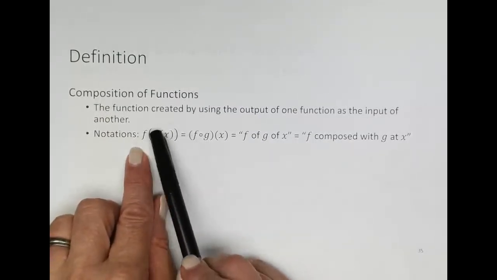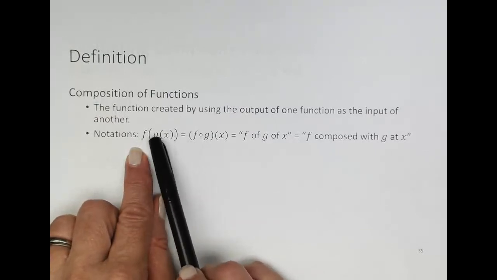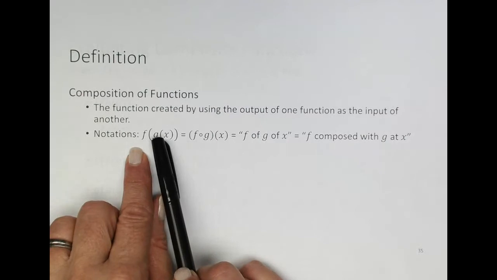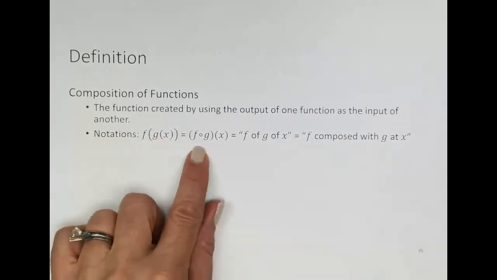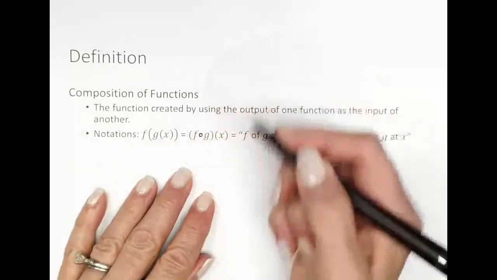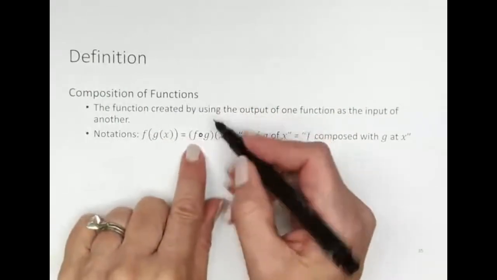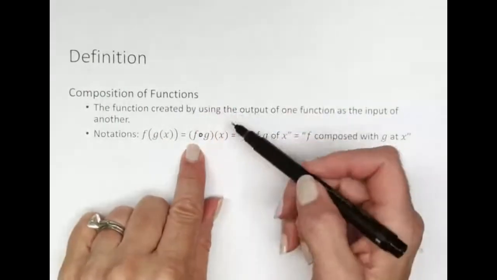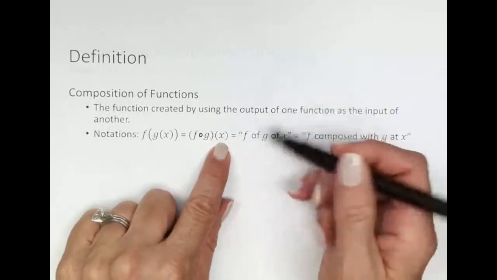F of g of x: this inside function, g of x, the output of this inside function becomes the input to the outside function, to f. There's a symbol for composite functions. It's a little floating circle like that. So when the floating circle is used, this reads f composed with g of x. All right.